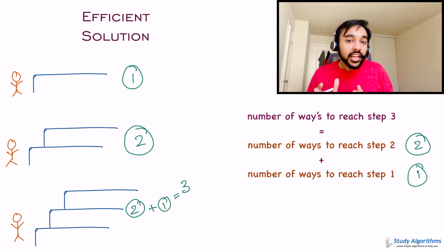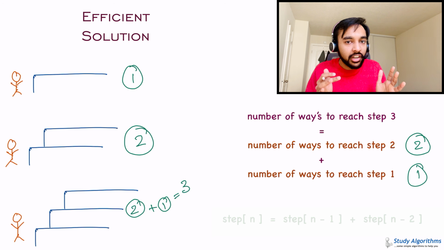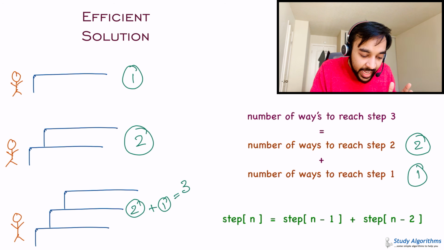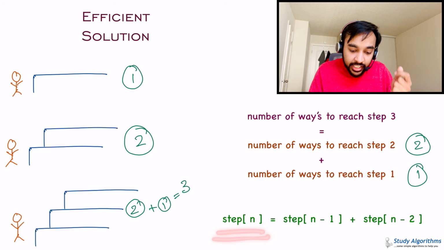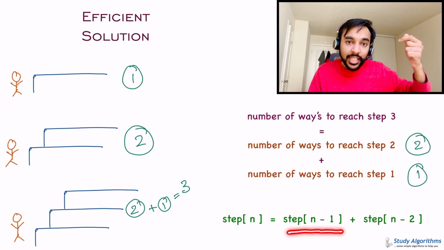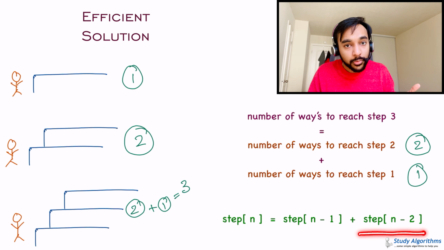Based upon this idea, if you have to reach step 4, that will be the number of ways you can reach step 2 plus the number of ways you can reach step 3. So you get a general formula to solve this question, and that will be the number of ways to reach step n is equal to the number of ways you can reach step n minus 1 plus the number of ways you can reach step n minus 2.